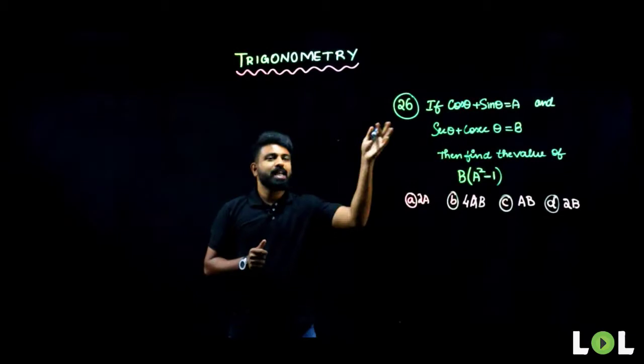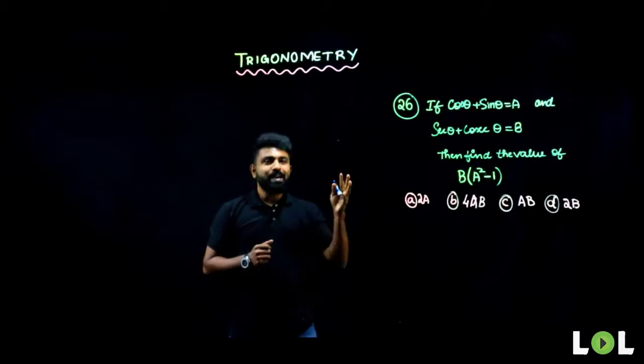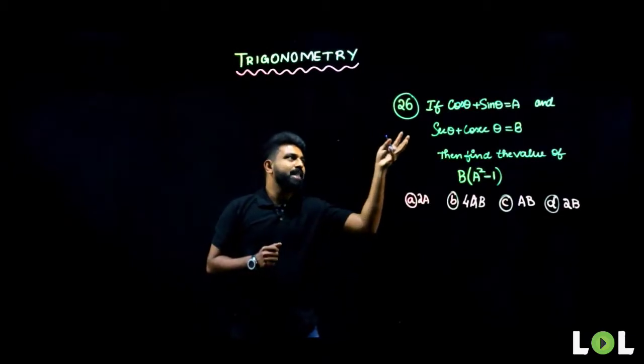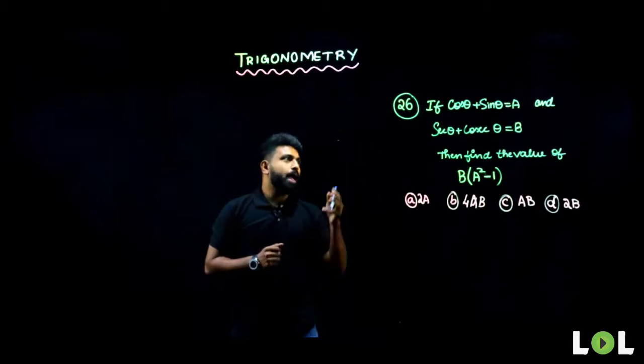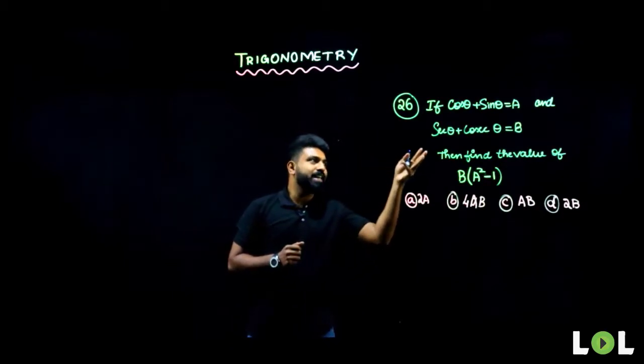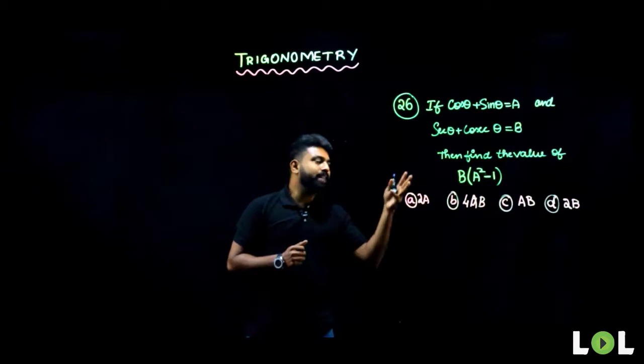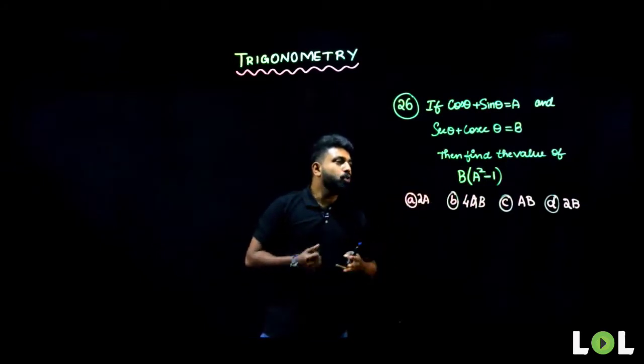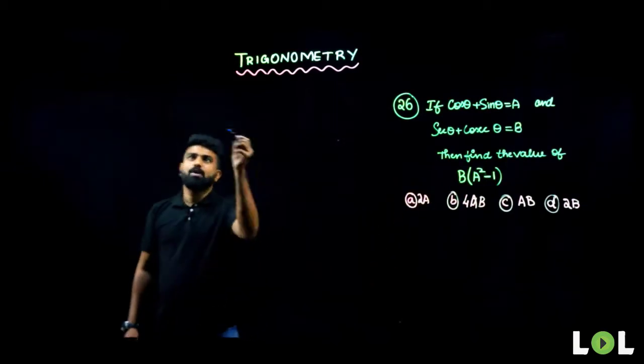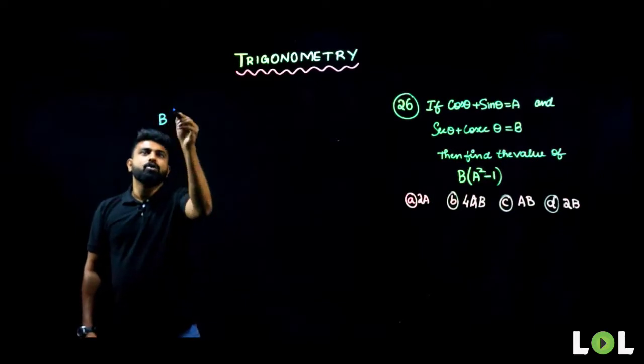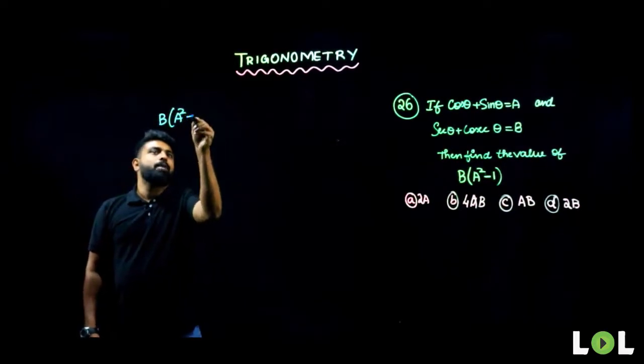So let us look at our next question here. So what do we have? They've told that if cos theta plus sin theta is equal to A and secant theta plus cosecant theta is equal to B, then we have to find the value of B into A square minus 1. We need to find the value of B into A square minus 1.